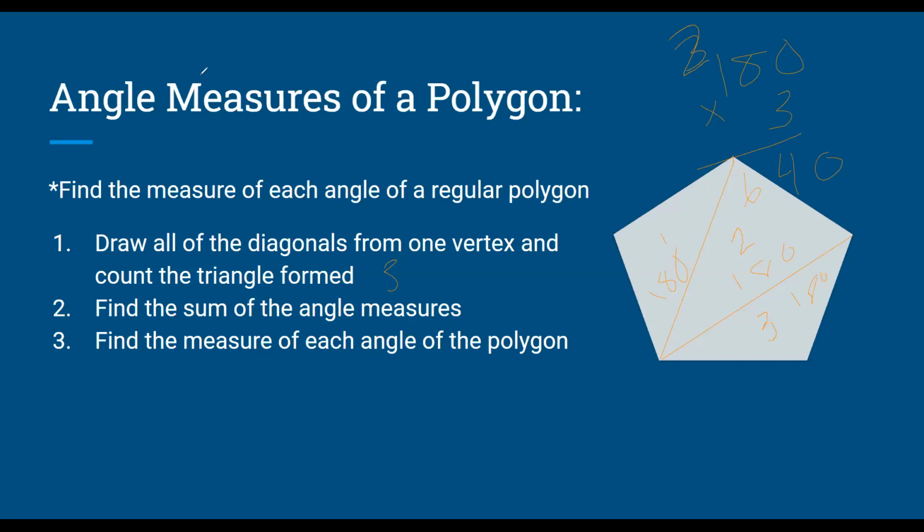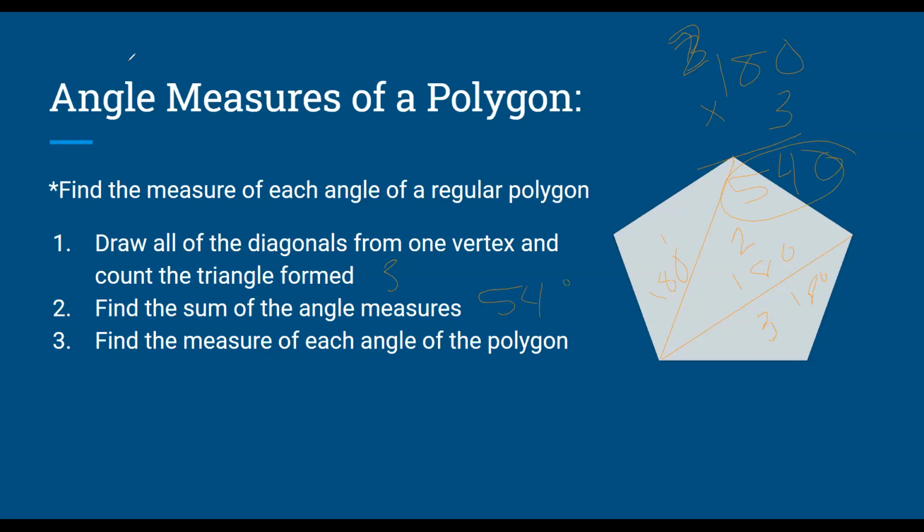I was wondering what I did wrong. That was not adding up correctly. Sorry, guys. This is 24, and I wrote a 3 up top, so it should be 25. Teachers make some mistakes too. All right, so this is 540. So I have 540 degrees that is my total angle measure.